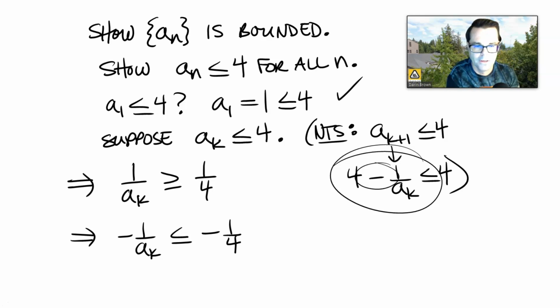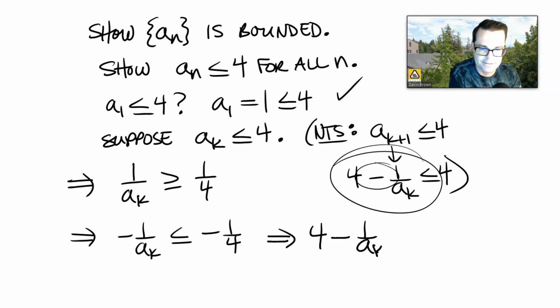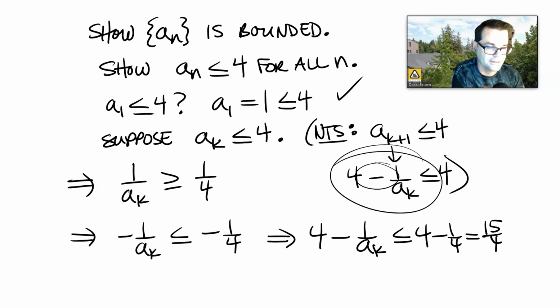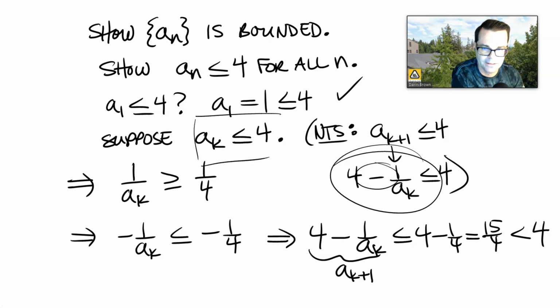Okay. And then I'm taking 4 minus that. So I'm just going to add 4 to both sides. So it's saying 4 minus 1 over a sub k has to be less than or equal to 4 minus 1/4, which is actually 3 3/4, so that's 15/4, which is strictly less than 4. Okay, so now we've got this is a sub k plus 1. So we started off with a sub k less than or equal to 4. Then we got a sub k plus 1 is less than or equal to 3 3/4, which is less than 4. So it's less than or equal to 4.